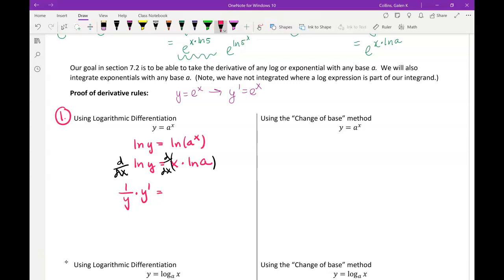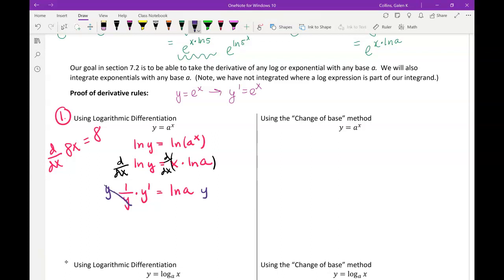It's like if I take the derivative with respect to x of, say, 8x, I just get 8, right? So on the right-hand side, when I take this derivative, all I get is the natural log of a, because I could think of that as the constant coefficient of x. All right, we said then to clean this up, we want to multiply both sides by y.